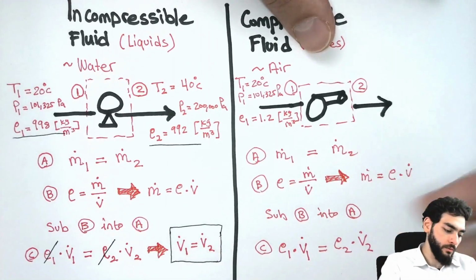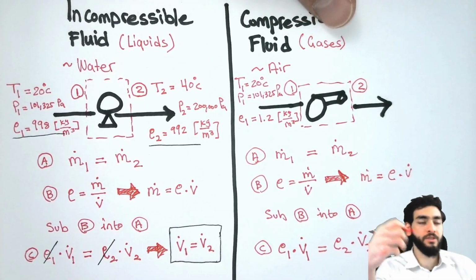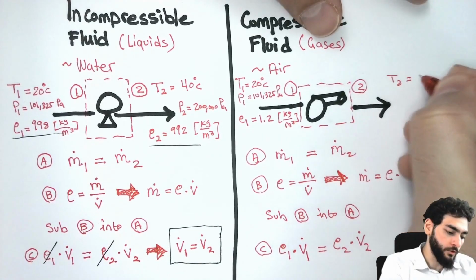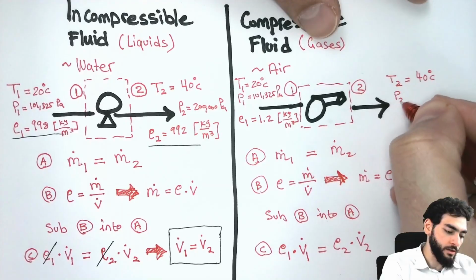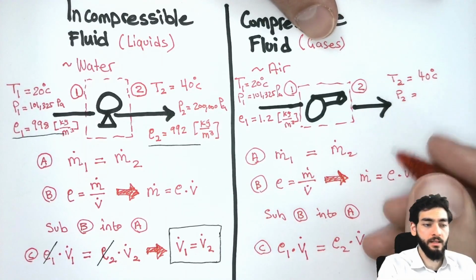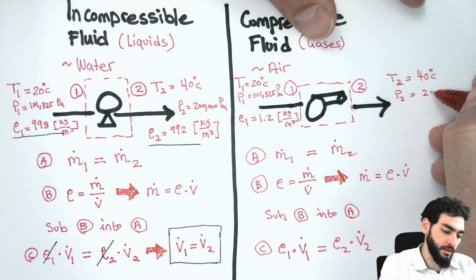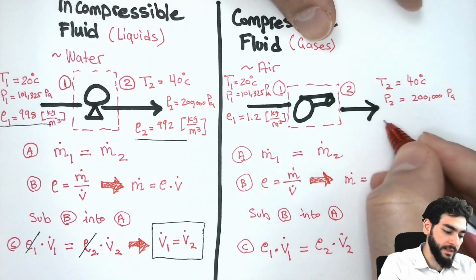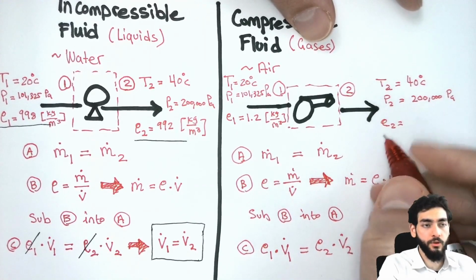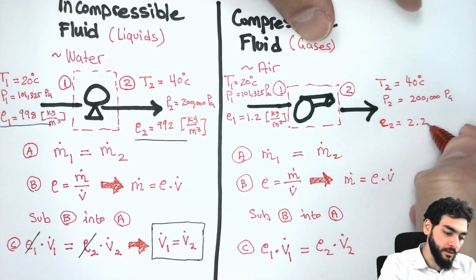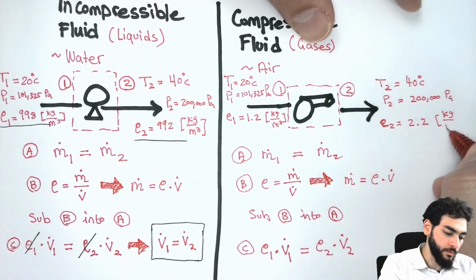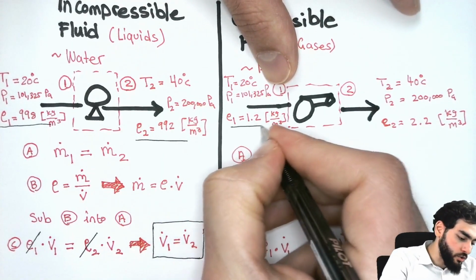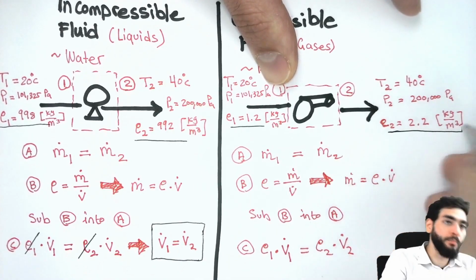Now, at point 2, if we assume that the blower's thermal inefficiency is so high that it doubles the temperature of the air to 40 degrees Celsius, and the pressure that the air is discharged at is double the atmospheric pressure, so it's 200,000 pascals. And if you look at an online calculator as well, the density at point 2 is, ladies and gentlemen, 2.2 kilograms per meter cubed. You see how the densities now are so different. It's almost like we've doubled the density.